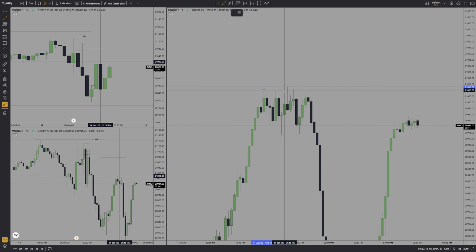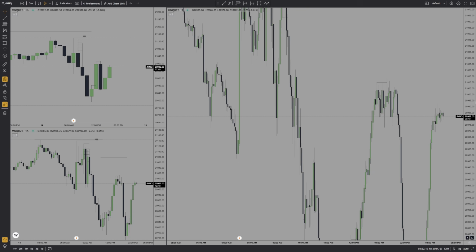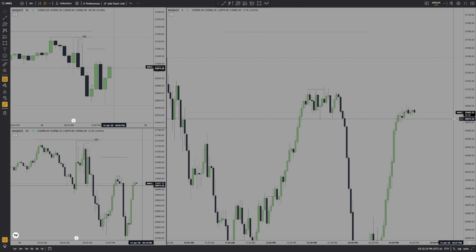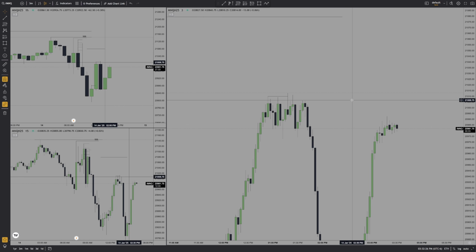I'm looking for that deviation from the range, which would be right up here once we come up and wick this. What are we doing? We're rebalancing S&D structure right here. Picture perfect. We get that sweep.